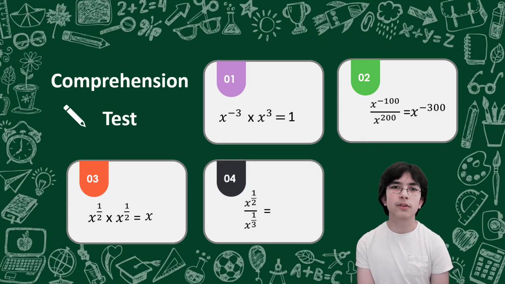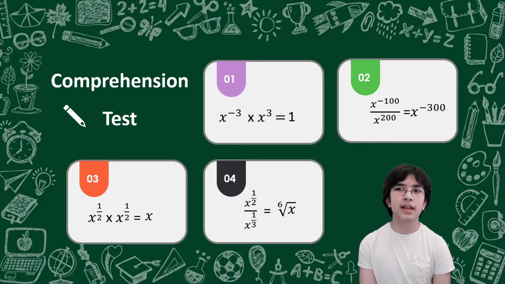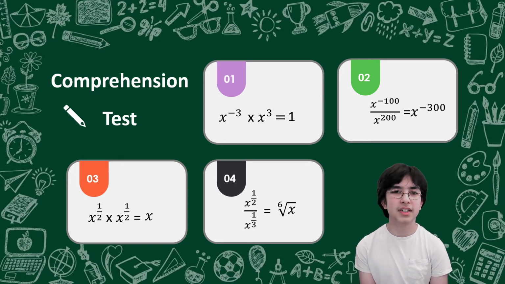And finally, what would x to the power of 1/2 divided by x to the power of 1/3 be? This would be x to the 6th root, because 1/2 minus 1/3, you'd have to use the basic rules of subtracting fractions. So you've got to get a common denominator. 6 is the lowest common denominator which 2 and 3 have in common. So 3/6 minus 2/6 would be 1/6, and x to the power of 1/6 would be the 6th root of x.